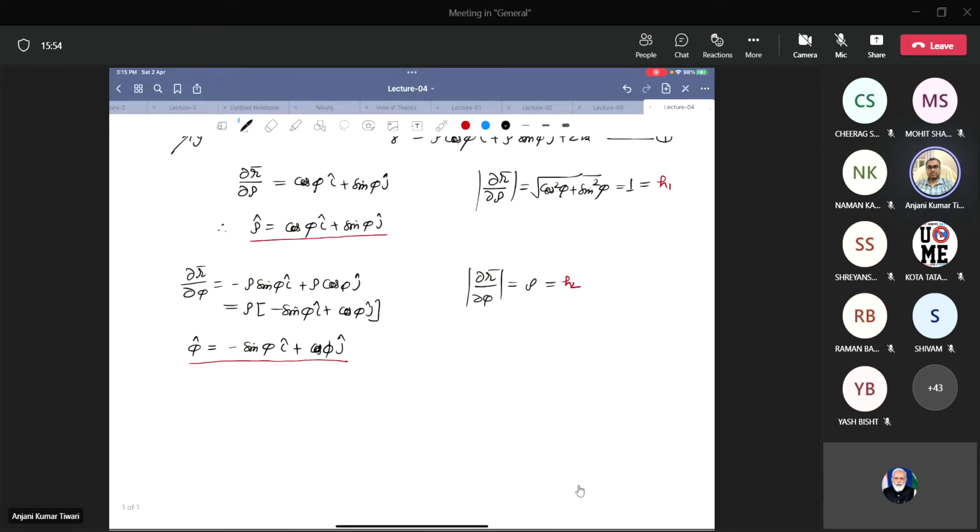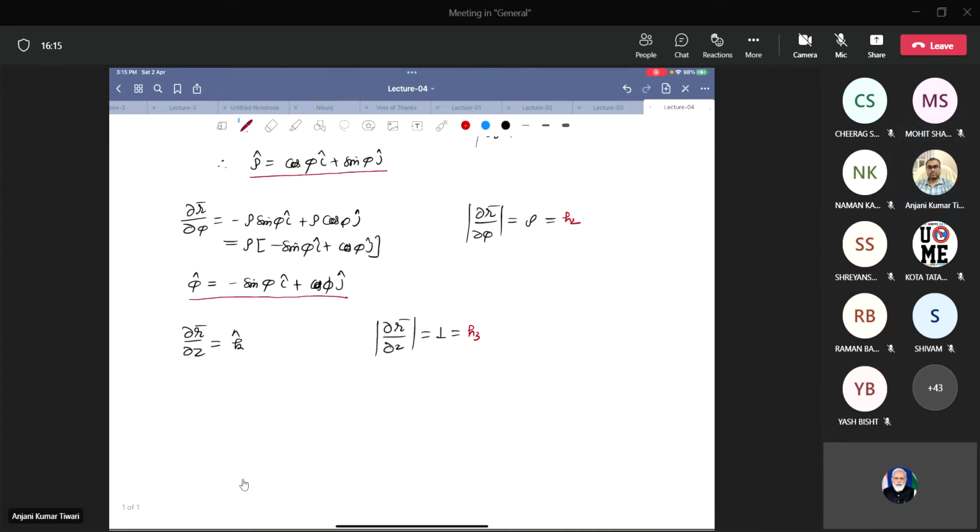Now let us look for the unit vector in the z direction. This we already know, by the way. Delta r over delta z is obvious. It is k cap, and just for the sake of completeness, let us write it down that the magnitude will be 1, and this is my h3. Fine. Therefore, z cap will be k cap.